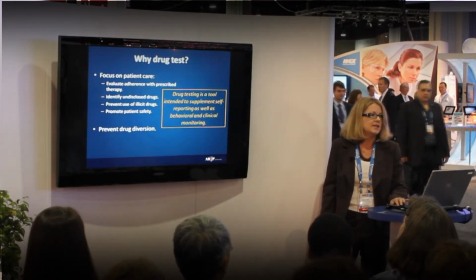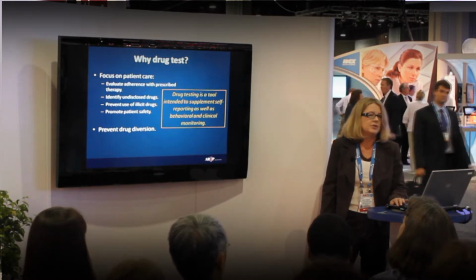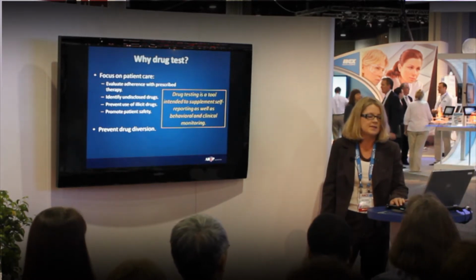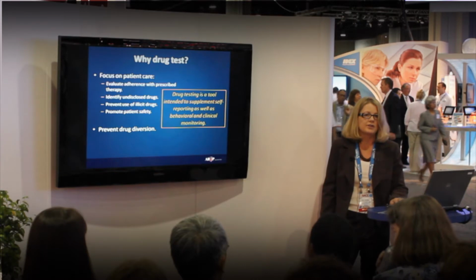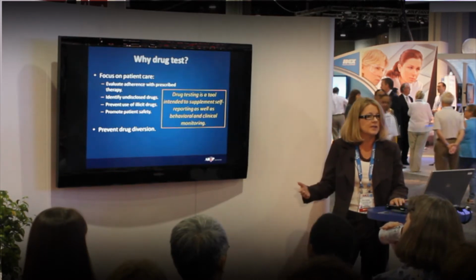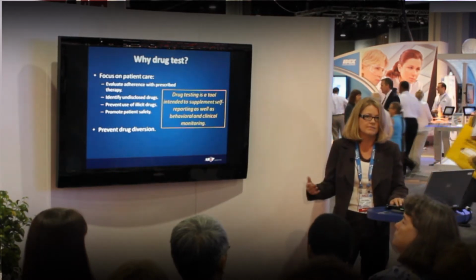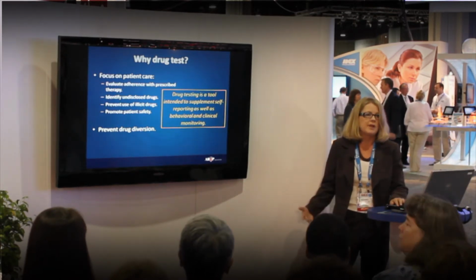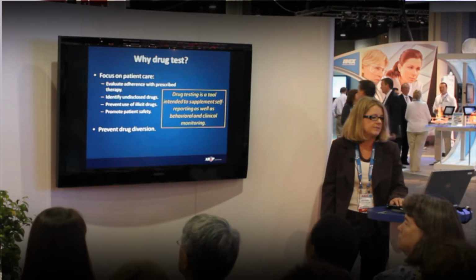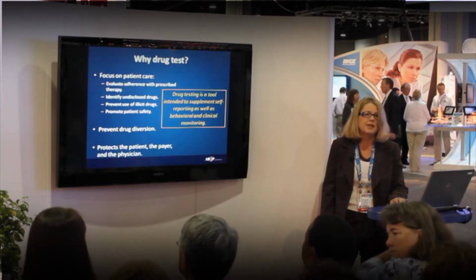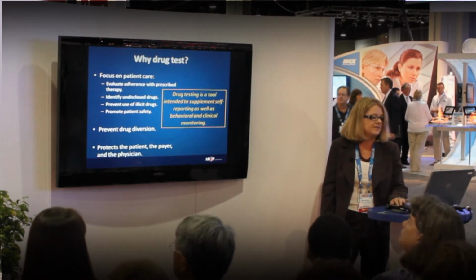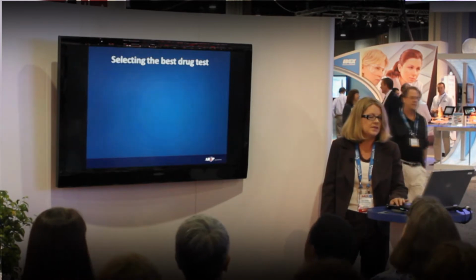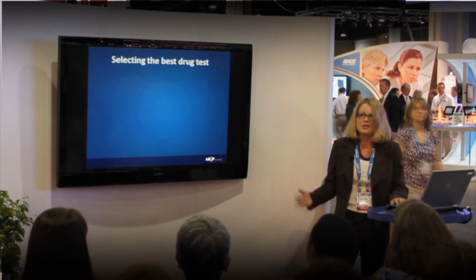We know that routine drug testing does help reduce the use of illicit substances and prevent drug diversion, that is, selling drugs on the street or hoarding drugs, things of that nature. So urine drug testing for pain management purposes is very important. Protects the patient, the payer, and the physician. So now you all know it's important to do.